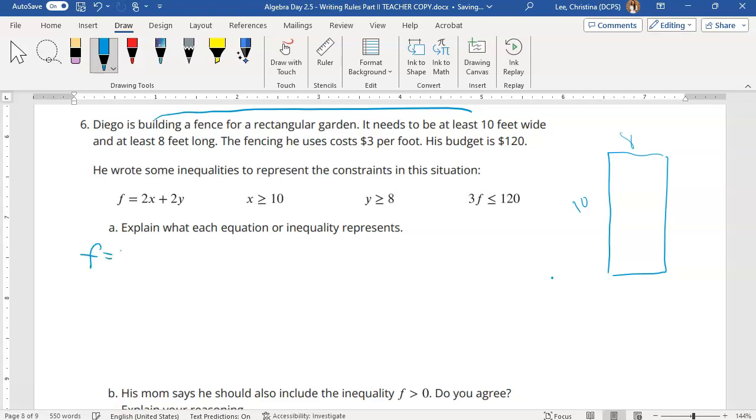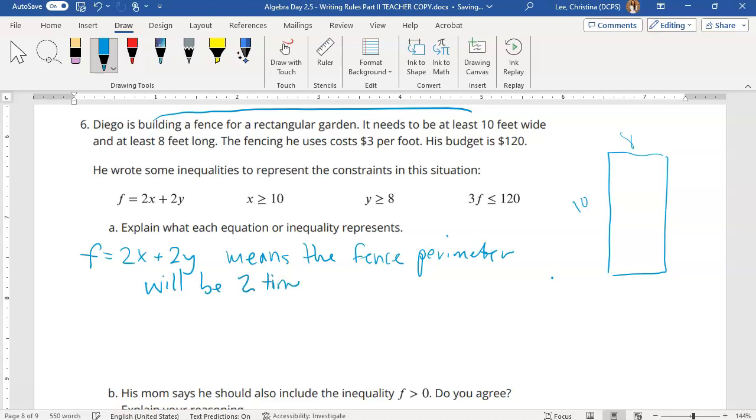So f equals 2x plus 2y means the fence perimeter will be 2 times the length plus 2 times the width.